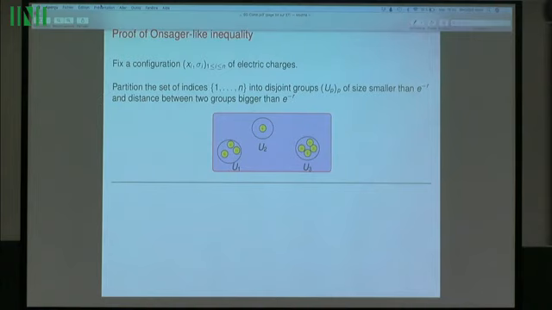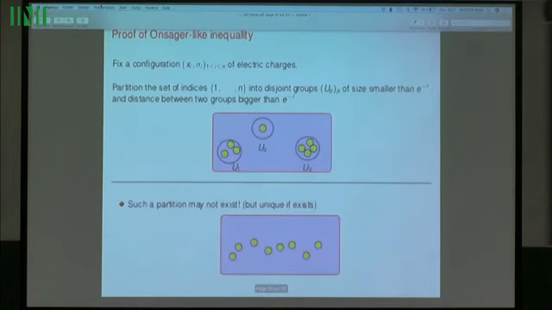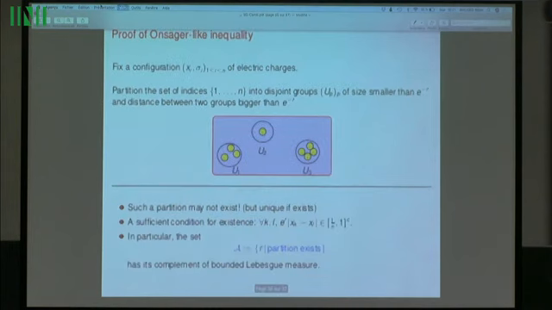Of course, you will tell me it's not always possible to have such a partition. For instance, if you have this configuration, you have here a very small distance, but when you look at the whole configuration, you cannot split it into separate clusters of charges. So I want to separate my particles into disjoint clusters like here, but it's not always possible. How can you make sure that it is possible?